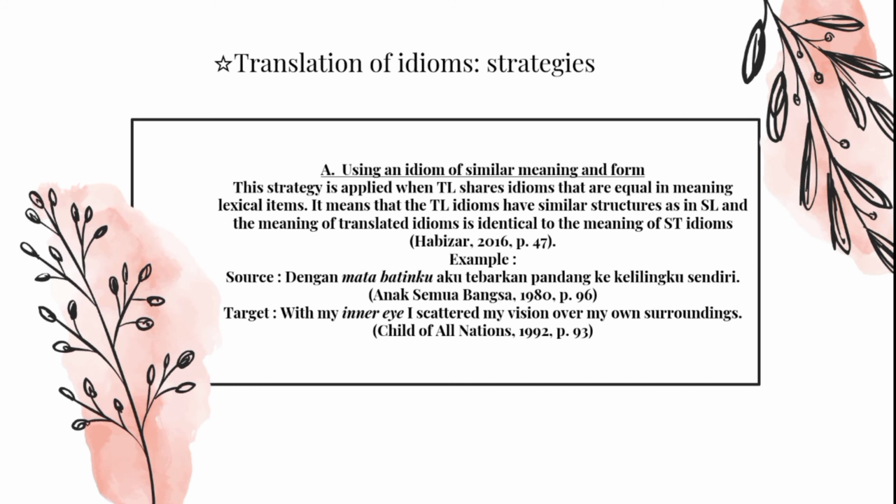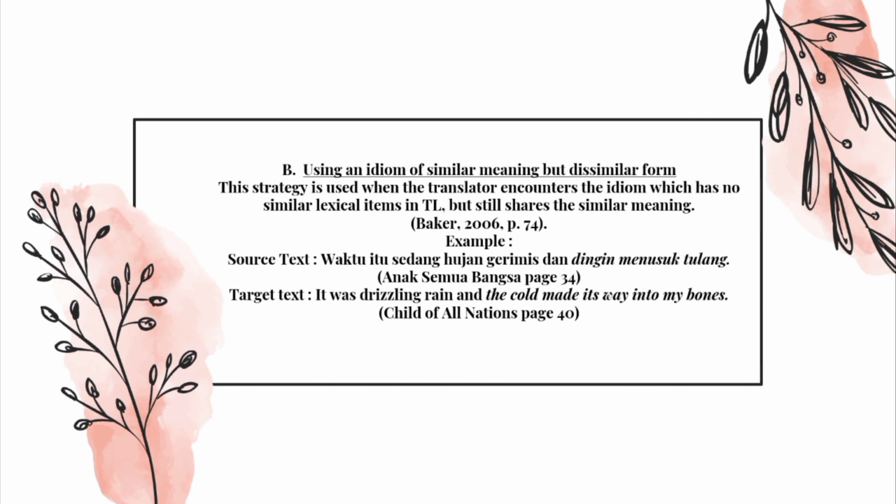For example, source language: "dengan mata batinku aku tebarkan pandangan ke kelilingku sendiri." Target language: "with my inner eye I scratch my vision over my own surroundings." The translator preserved the form and meaning of the idiom in the source text by translating the lexical items of the Indonesian idiom mata batin in the source text into their matching words in the target text, resulting in the idiom inner eye, which also refers to a similar thing. B. Using an idiom of similar meaning but dissimilar form. According to Mona Baker, 2006, this strategy is used when the translator encounters an idiom which has no similar lexical items in the target language, but still shares a similar meaning.